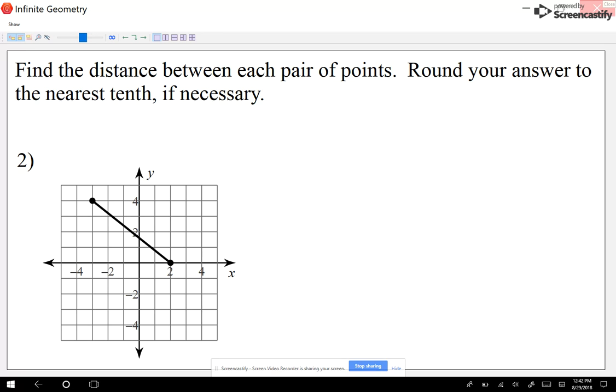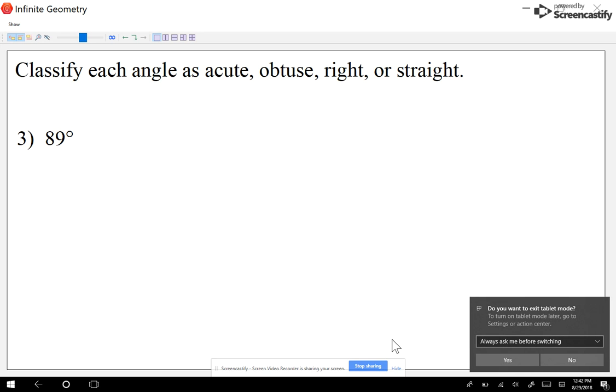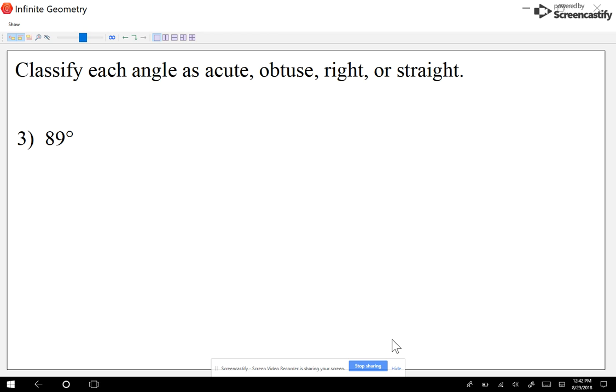No? And then on your homework, just to review a little of yesterday, I'm going to give you something like this. Classify if each angle is acute, obtuse, right, or straight. My angle is 89 degrees, which is between 0 and 90. So acute, right? So we're going to use acute. Are we good?